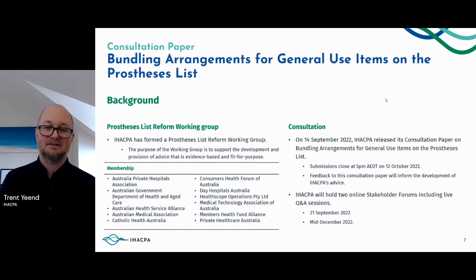It commenced last Wednesday on the 14th of September. We released a consultation paper on bundling arrangements for general use items on the Prostheses List, is its title. Submissions close 4 weeks later at 5 p.m. on 12 October. And feedback to this consultation will inform the development of IHACPA's advice.